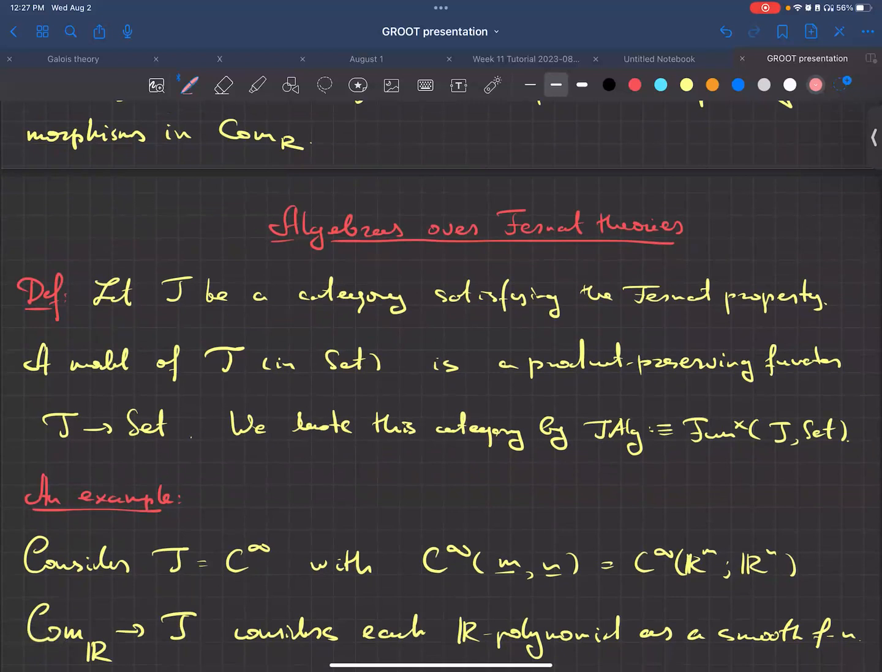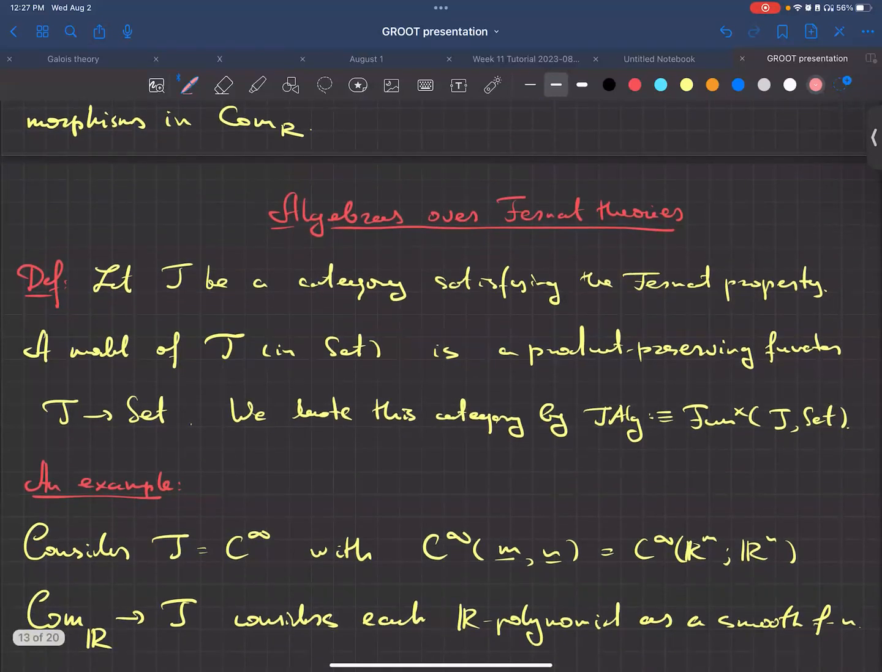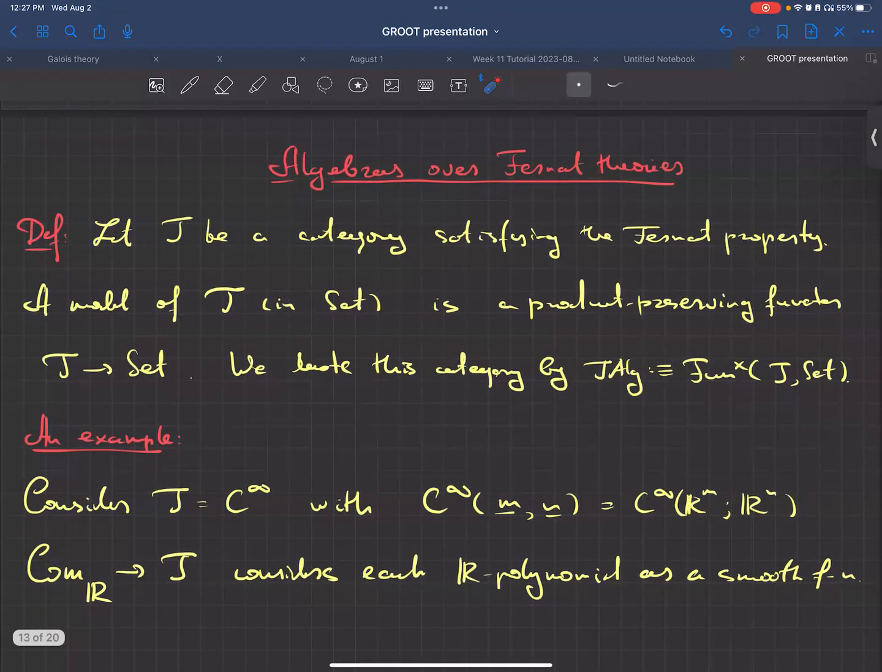And let's consider the concept of an algebra over a Fermat theory. So let T be a category satisfying the Fermat property, and a model of T in the category of sets is a product preserving functor from T to sets, just as in the case of commutative algebras. We denote this category of product preserving functors by T-Alg, just as in the case of commutative algebras, we had COM-ALG. And let's consider an example.